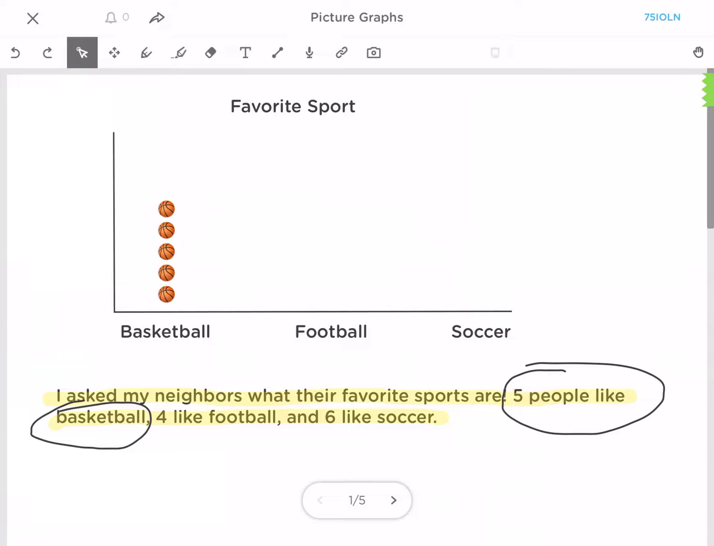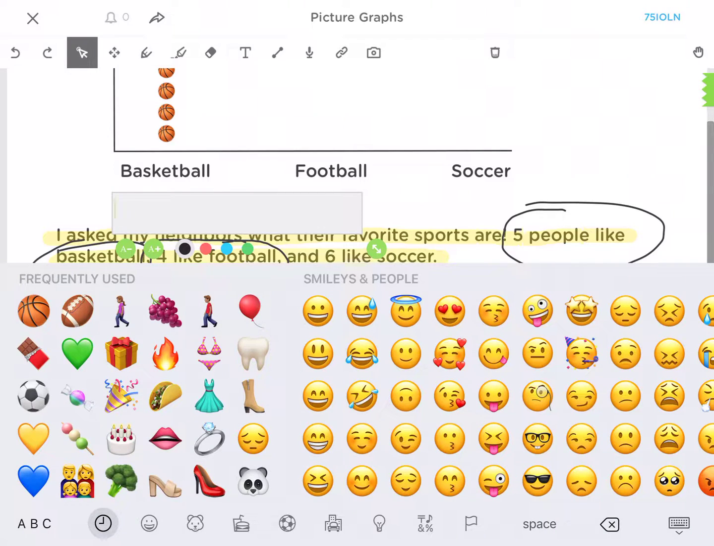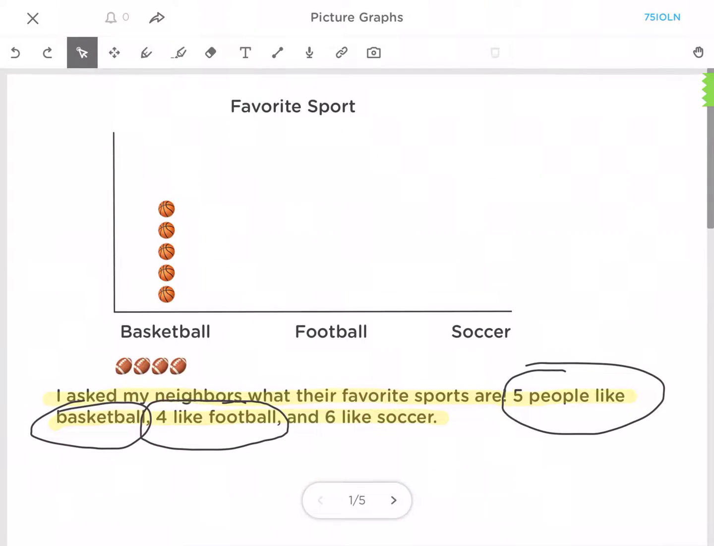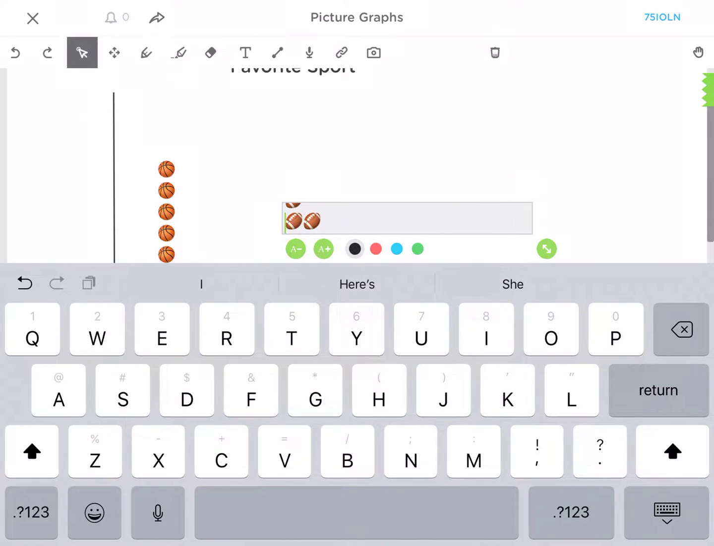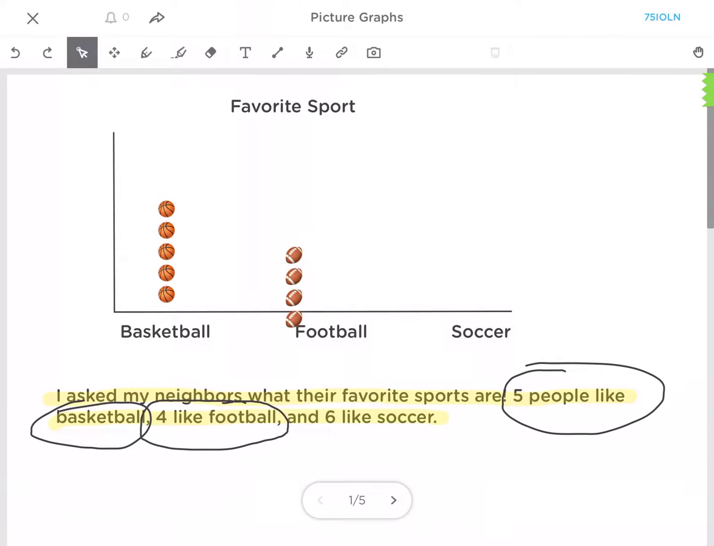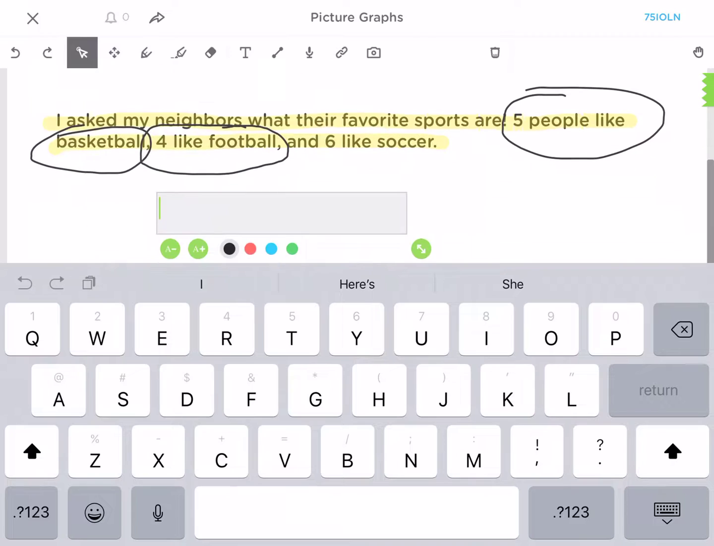5. Okay, next, I had 4 neighbors who liked football. Let's go find our football. 1, 2, 3, 4. And I want to stack them up tall so we can compare them to the basketballs. There we go. Okay, see how easy it is to tell that more people like basketball than football? I can tell because that line is a lot longer. It's taller.